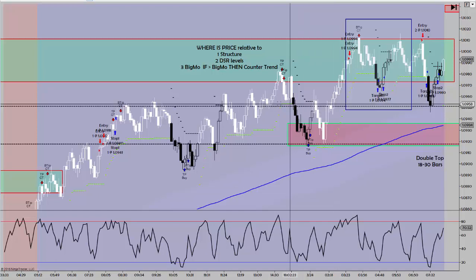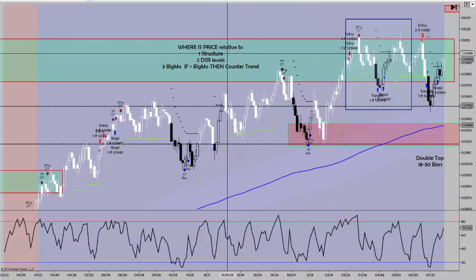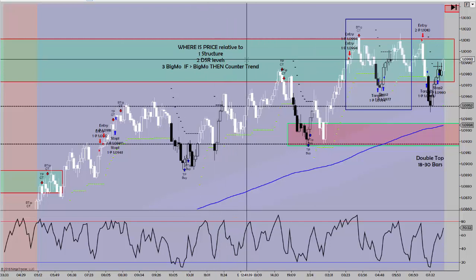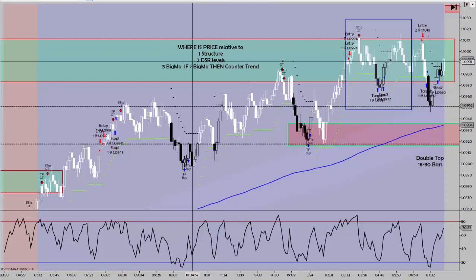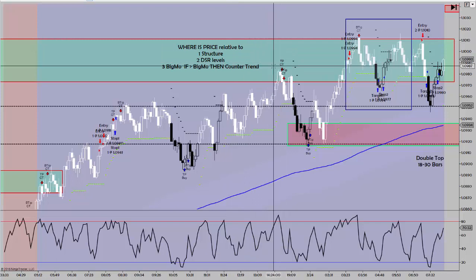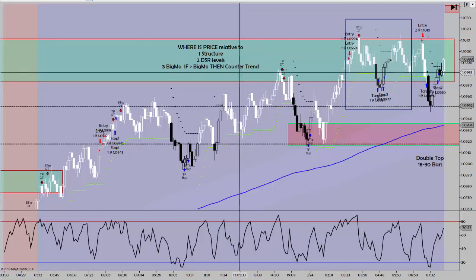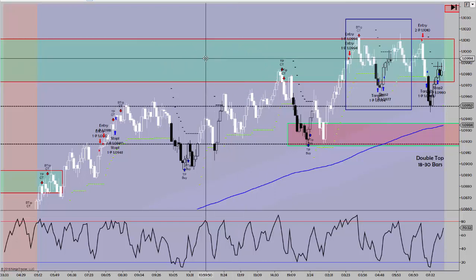Okay? So, first couple of questions that I always ask, where is price relative to? Number one, structure. We were right at that previous spike high. Number two, where's the market at relative to my DSR levels? Here, I've got a DSR resistance level, and we're inside of that big DSR resistance zone. And then number three, where's price relative to the Big Mo?